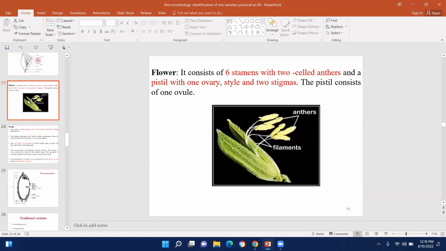Then the flower consists of six stamens with two-celled anthers and the pistil with one ovary. The ovary, style, and stigma: one ovary, one style, and two stigmas. The pistil consists of one ovary. From the ovary, the embryo will develop. These things you know. Then they mention the grain.